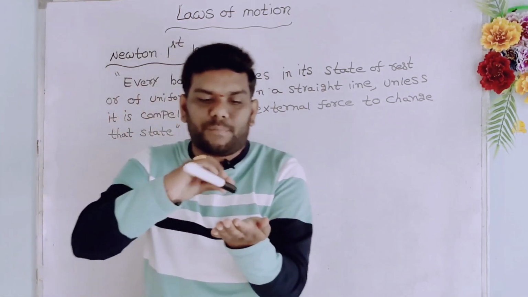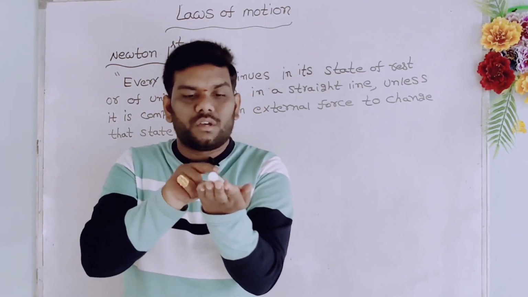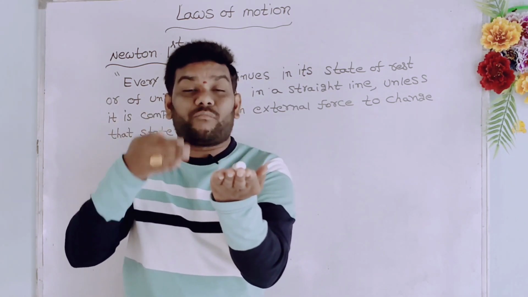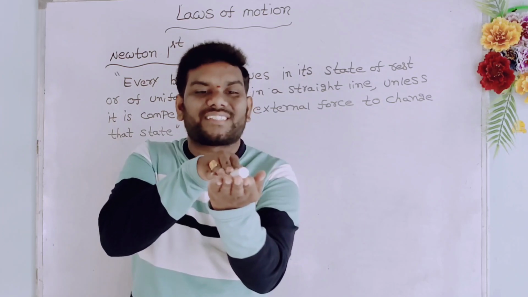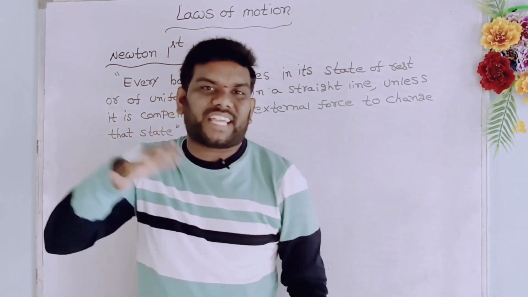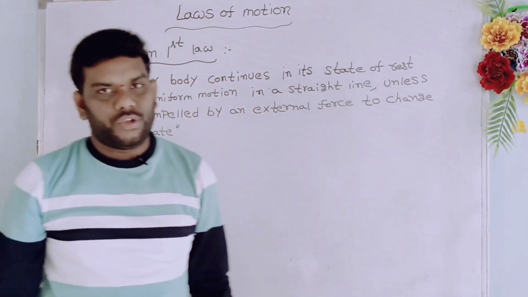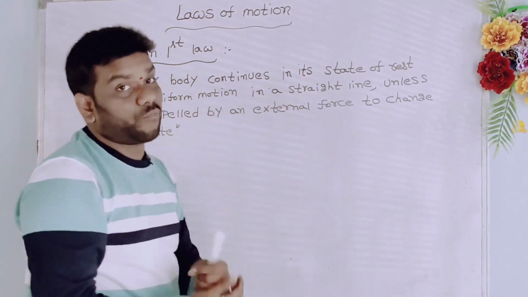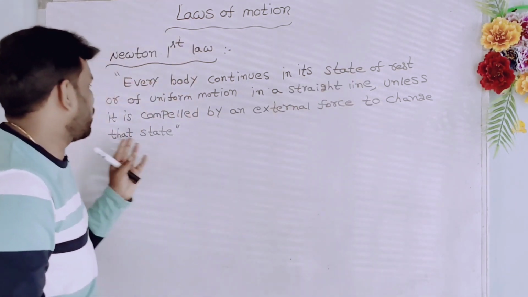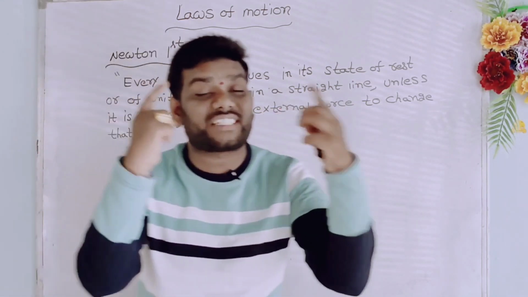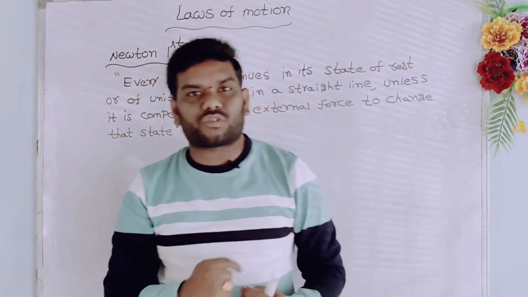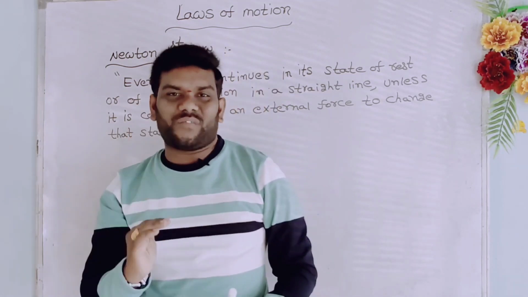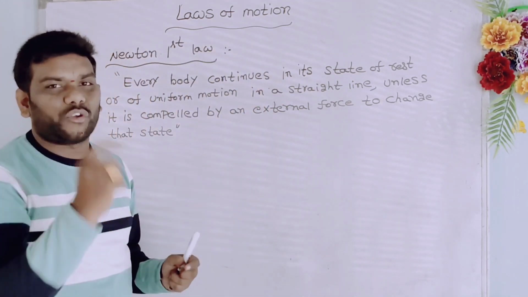If you place a book on a table, or a marker, it always stays in the state of rest. When you apply force on this marker, then the marker moves. Until you apply force, it stays at rest. That is called inertia. So every body continues in a state of rest or uniform motion unless it is compelled by an external force to change that state. Only when you apply force does the body move. Until then, a body at rest stays at rest, and a body in uniform motion stays in uniform motion. This is the statement of Newton's first law.